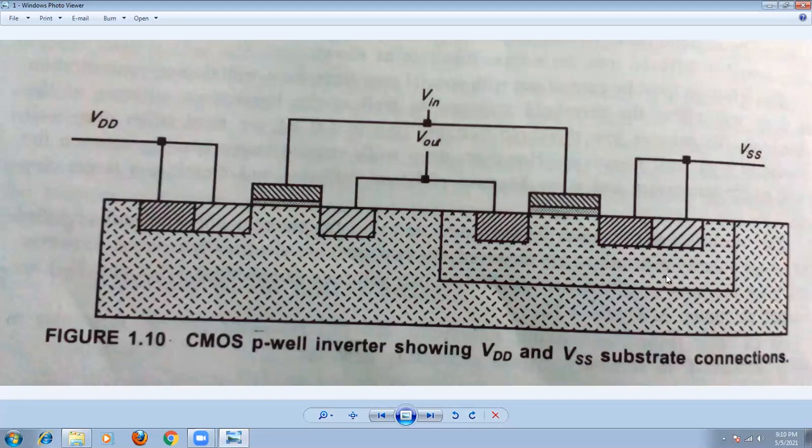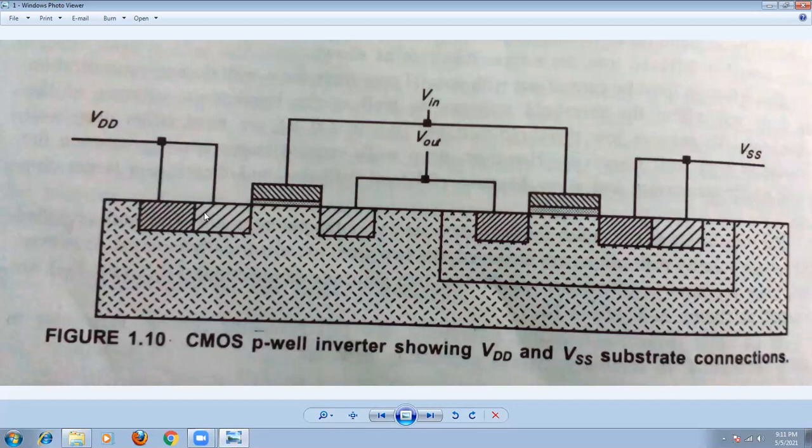This P-type semiconductor behaves like a well. This is the form of the well, and this well behaves like a substrate terminal. This behaves like a substrate for the N-channel FET. Just remember, this is the N-channel FET, and in the N substrate we are going to construct the P-channel FETs.